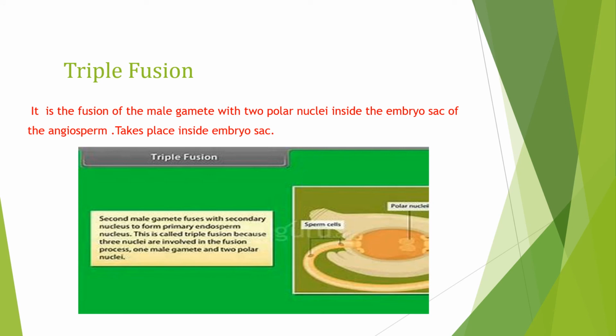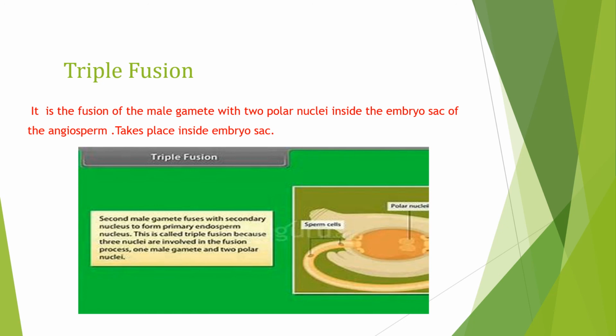Triple fertilization. Triple fertilization is the fusion of the male gamete with the two polar nuclei inside the embryo sac of the angiosperm. It takes place inside the embryo sac. When the pollen grain falls on the stigma, it germinates and gives rise to the pollen tube, which passes through the style and enters into the ovule.